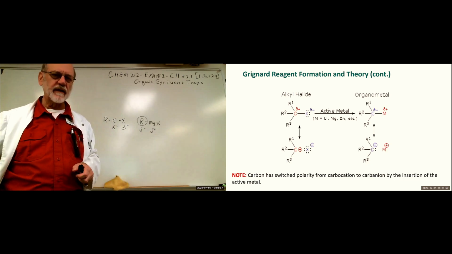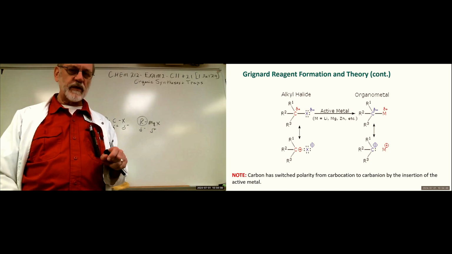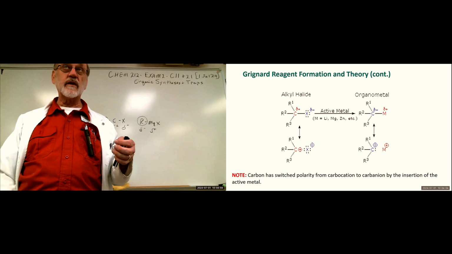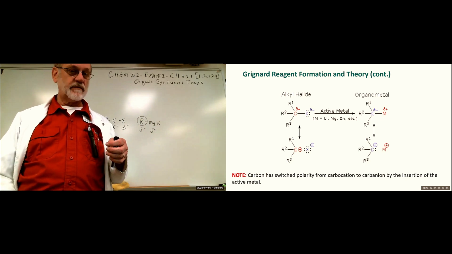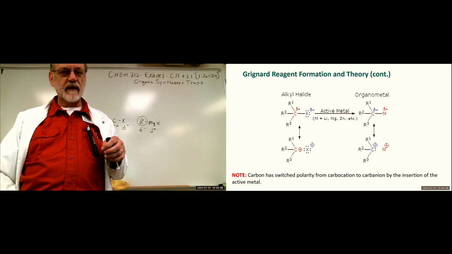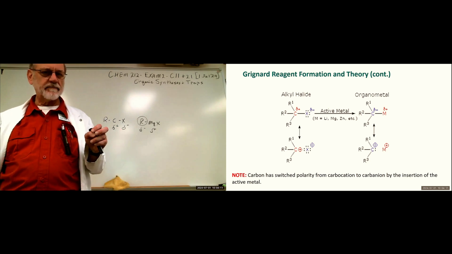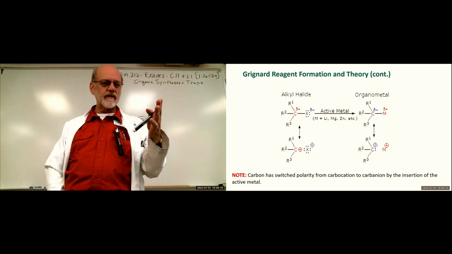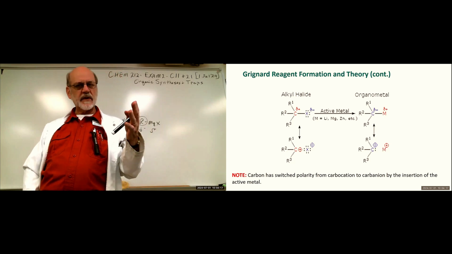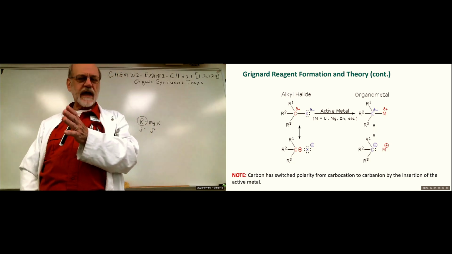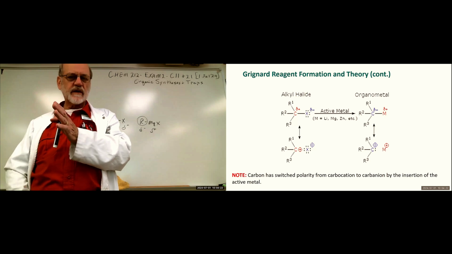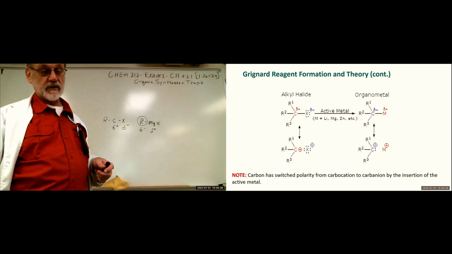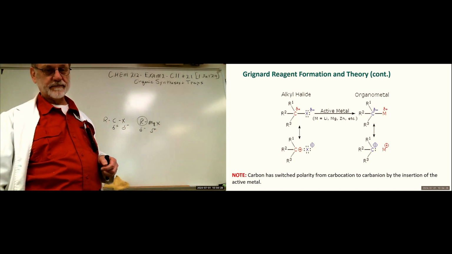So here's what it would look like. This alkyl halide, if we treat it with metal, we can treat it with lithium, magnesium. Actually, you can treat it with several different metals, depending on your specialty. And what we see on the left-hand side, the alkyl halide gives us a carbocation. But on the right-hand side, these organometallic compounds give us a carbanion. So that becomes the nucleophile.